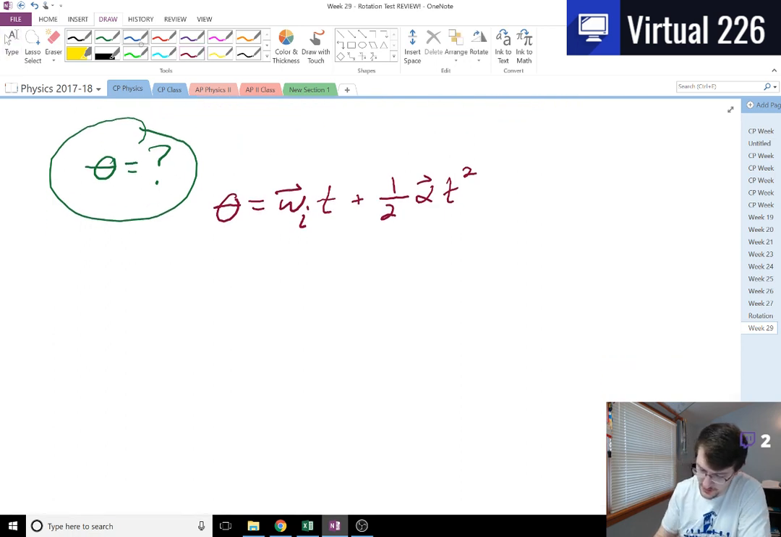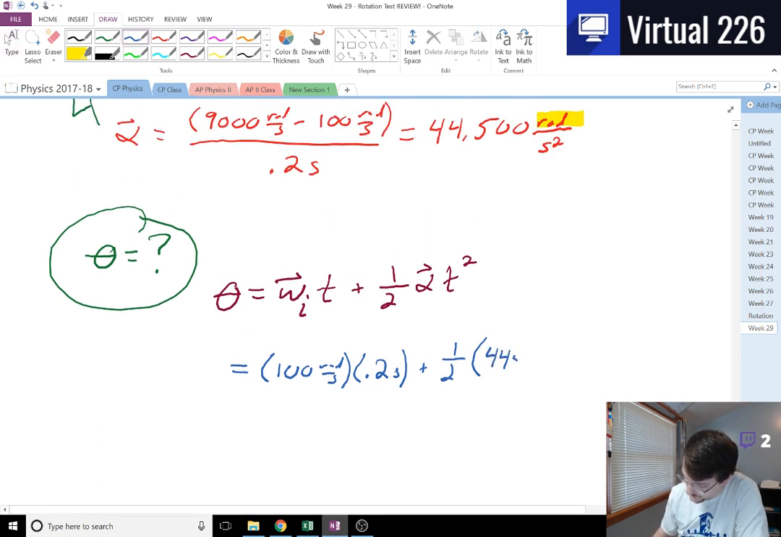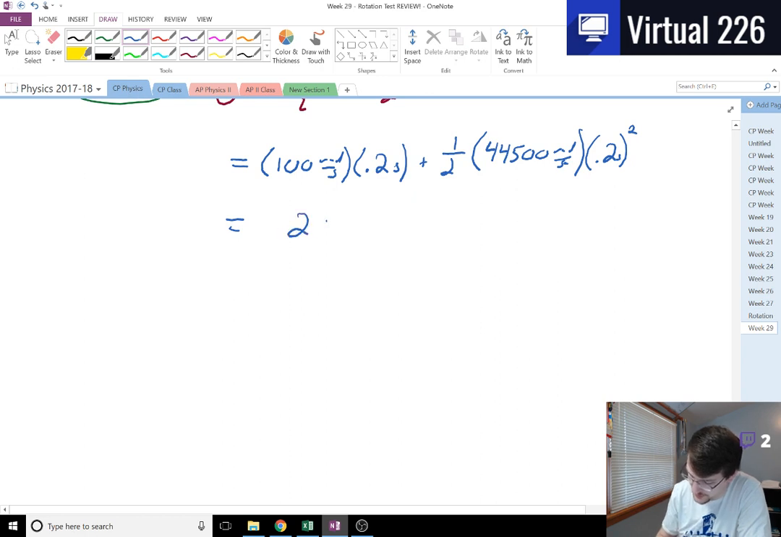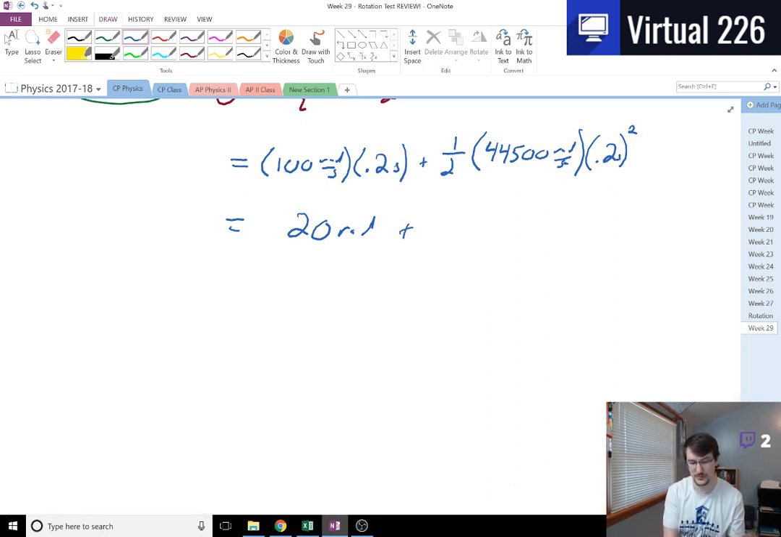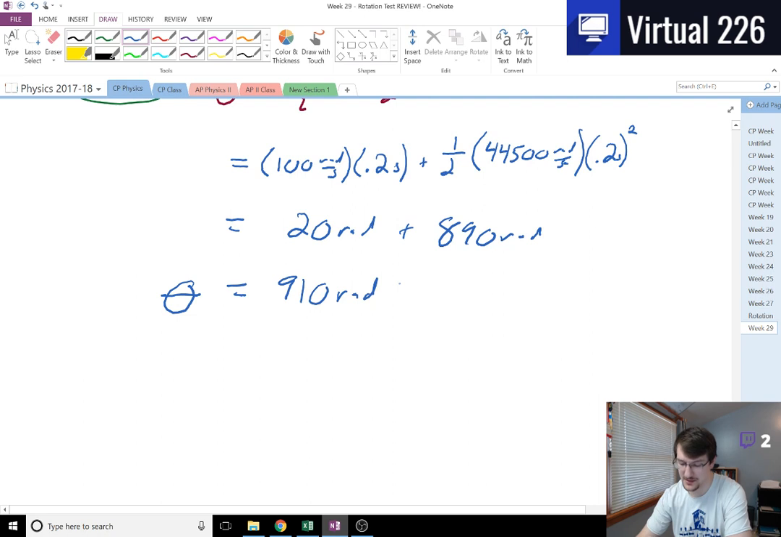And if I plug things into this equation, our initial angular velocity was 100 rad per second times 0.2 seconds, plus 1/2 times this huge number we found for alpha, 44,500 rad per second squared, times 0.2 seconds squared. Now it's just a matter of crunching numbers. 0.2 times 100 is 20 radians, and then plus, well, let's do this in steps. 0.2 squared is 0.04. I'll divide that by 2 to get 0.02. I'll multiply that by 44,500 and get 890 radians. Put them together, and what do you get? 910 radians. Okay, so that's how far angularly this object has rotated.